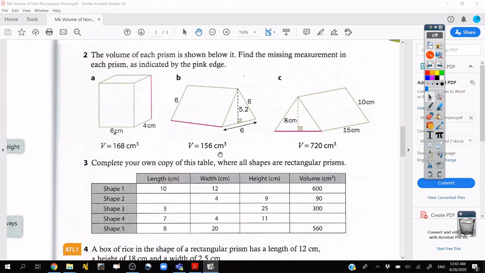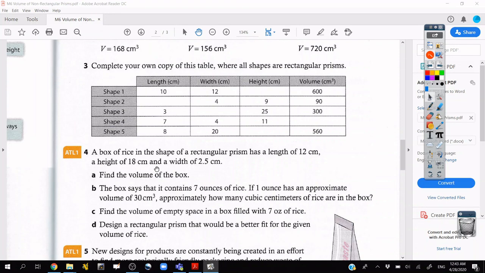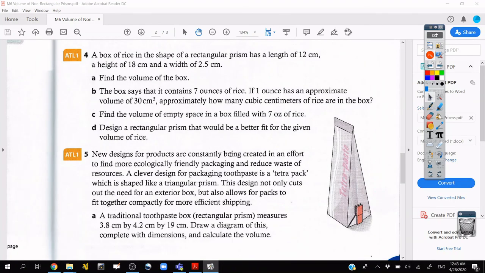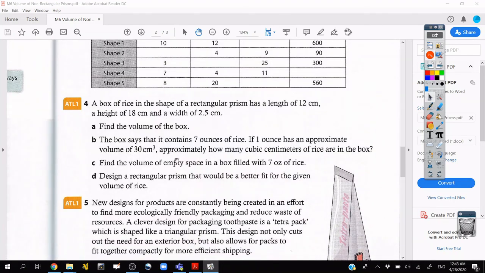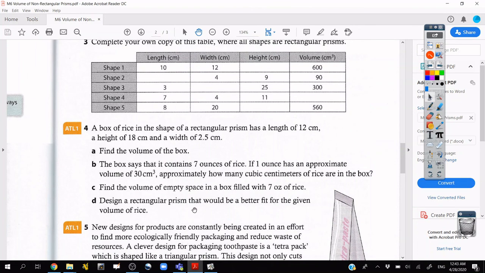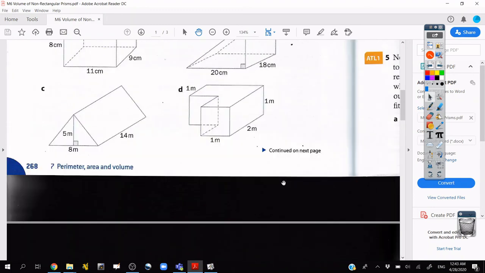Question 2, the exact same ideas, but now there are missing measurements. So you know the area of this base, for example, and you know the whole volume, but you're going to have to divide to find that height. Great, so go for it. I want you just getting through problems 1 through 4, and if you get through 4, that's totally fine with me. If you want to keep working, that's great as well, but that's the assignment for today.